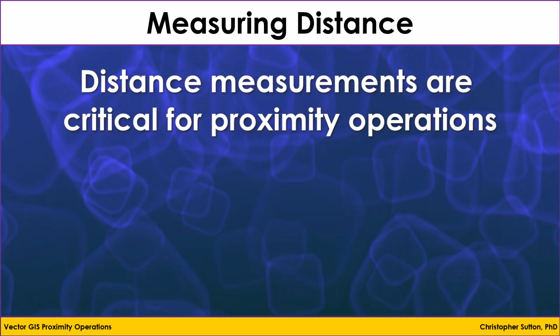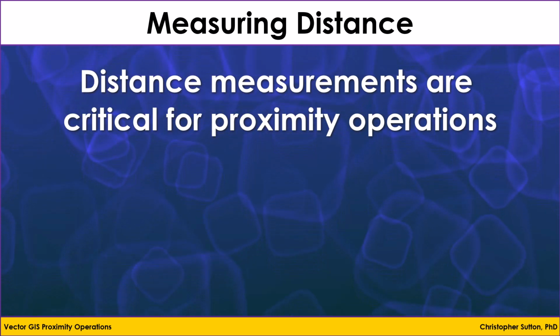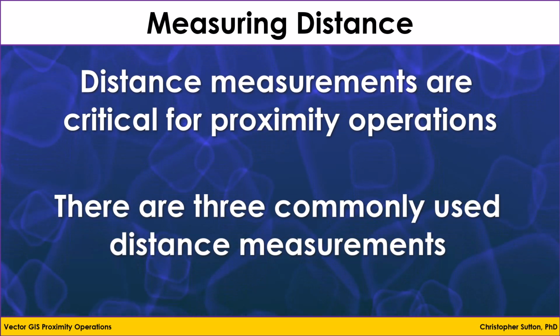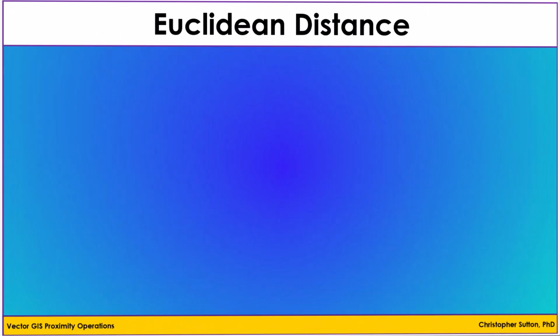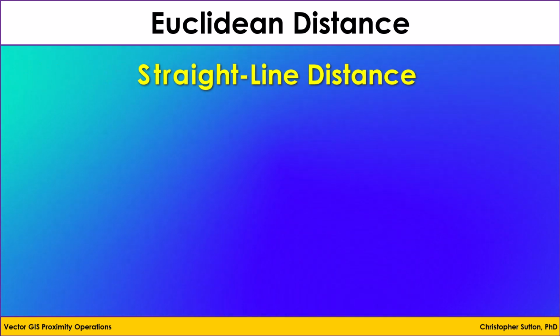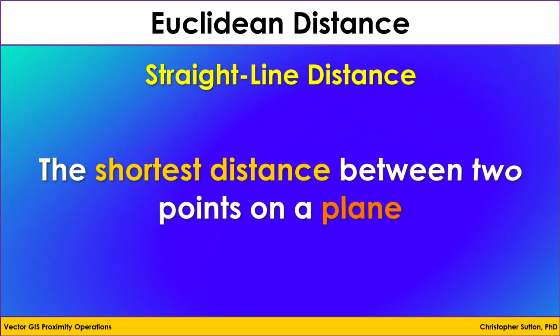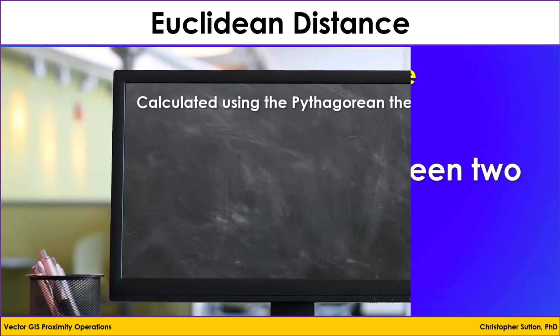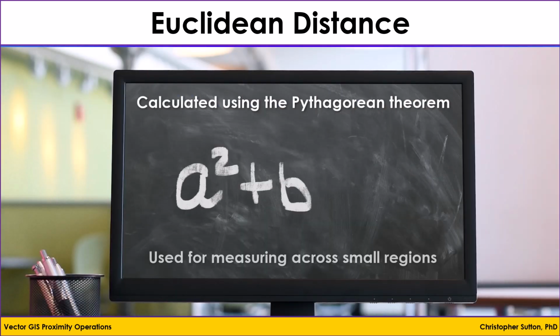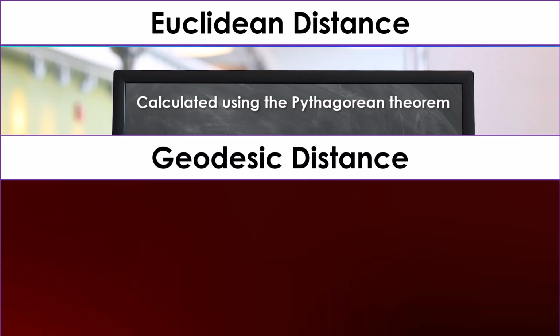In proximity operations, distance measurements are critical. There are three commonly used distance measurements that we use. The first is Euclidean distance, also called straight line distance. Euclidean distance is the shortest distance between 2 points on a plane. It is calculated using the Pythagorean theorem. We use Euclidean distance for measuring distance across small areas.